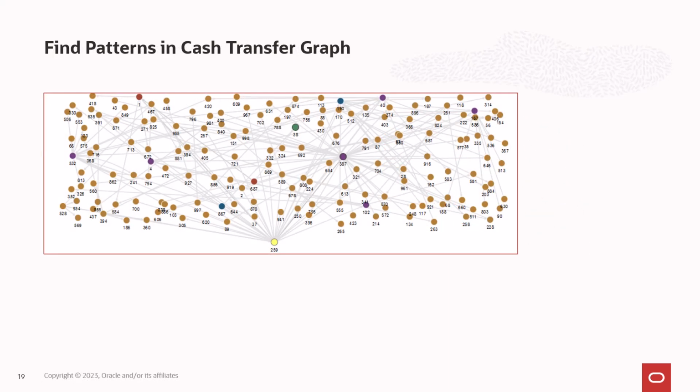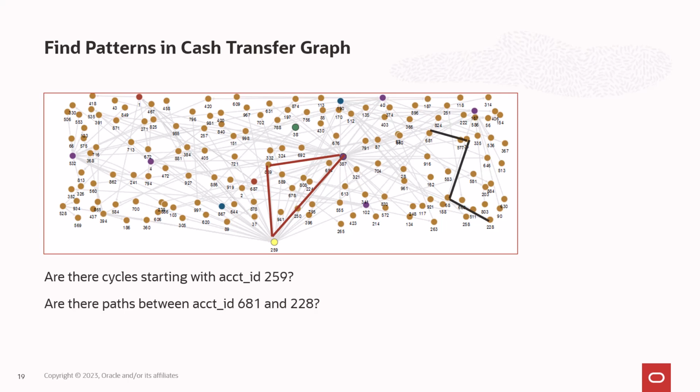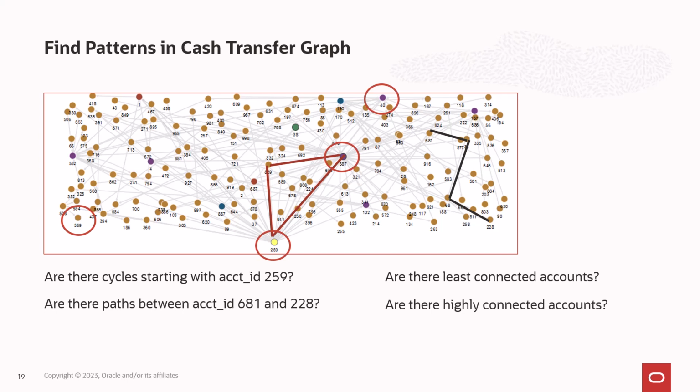And once again, in financial applications with money transferred between accounts, we could have a graph like this one. And in that case, we could be very much interested in questions such as, are there cycles starting with account ID 259? Or are there certain paths between account ID 681 and 228? Or what are the least connected accounts? Or on the contrary, what are the highly connected accounts? Because visually, you can see that some accounts are more connected than others. And these are the insights that you can find with graph queries and graph algorithms.